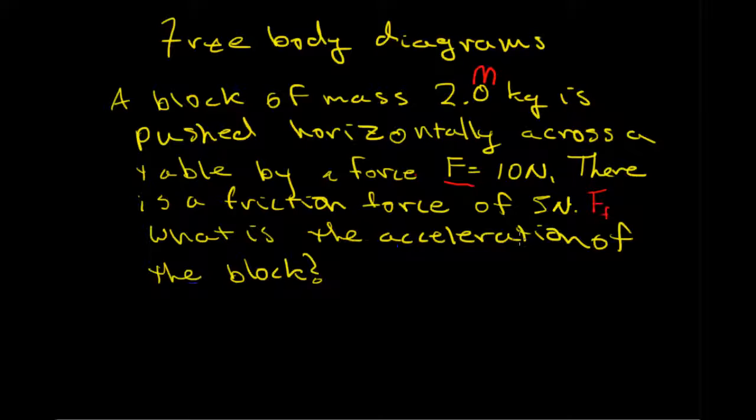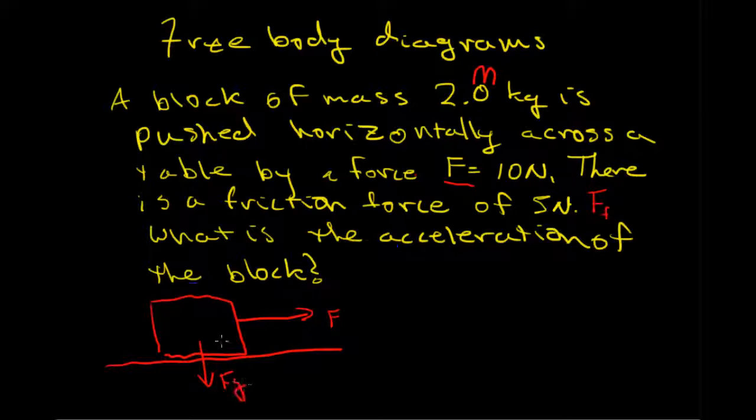It's asking us something about the block, and that tells us our object of interest is the block. It would be hard to get that wrong in this problem, but there are problems where there are multiple objects. We're just going to draw a little picture. Here's the block, and here's the horizontal surface. We start drawing our forces. Here's the force F, that's 10 newtons. Here's the force of gravity acting downward. We're going to have a normal force acting upward. We'll call it F sub n. And then back here somewhere, we have a force of friction, which is 5 newtons.